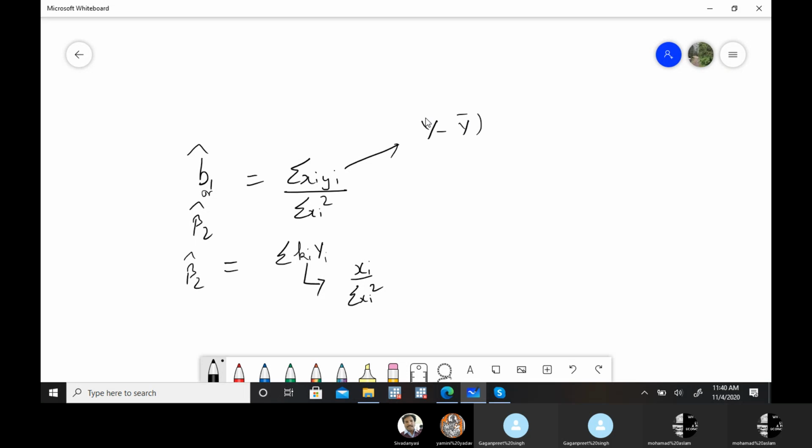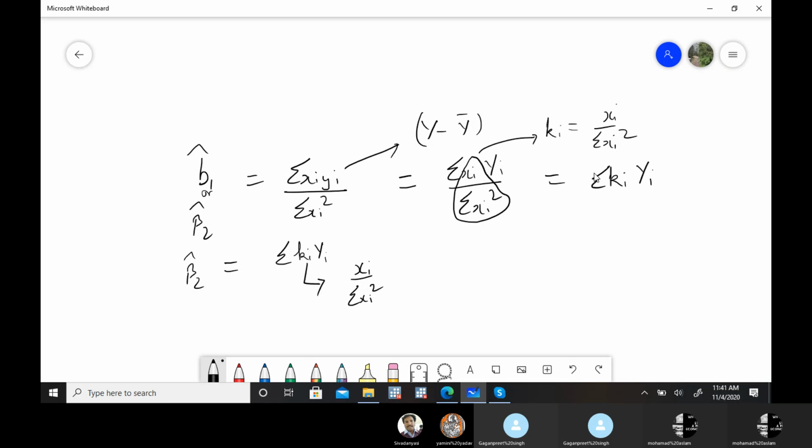this small yi is equivalent to y minus y mean. Now you might have a doubt about where this y mean disappeared, and why we are saying that this term is equivalent to summation xi yi upon summation xi square. If we say that ki is equal to xi upon summation xi square, then we can say that this value is ki into yi.